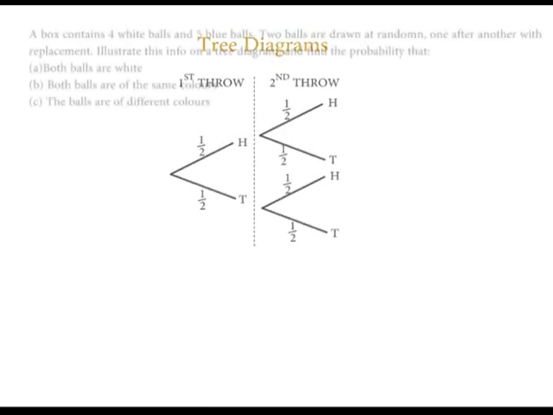Let's take an example. A box contains 4 white balls and 5 blue balls. 2 balls are drawn at random, one after another with replacement. Illustrate this information on a tree diagram and find the probability that A. Both balls are white, B. Both balls are of the same color, and C. Both balls are of different colors.